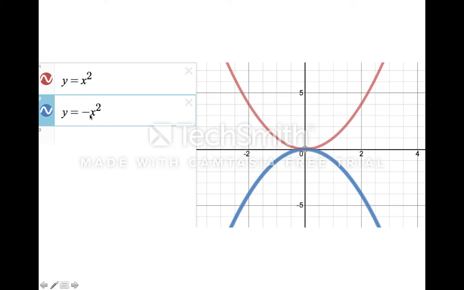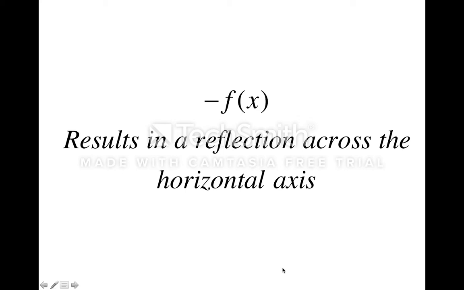If that constant multiplier is negative, the impact of multiplying by a negative constant is to reflect the graph across the x-axis. So x squared, which had a local minimum at 0, 0, gets reflected and becomes the blue graph, which has a local max at 0, 0. So multiplying a function by a negative constant results in a reflection across the horizontal axis.